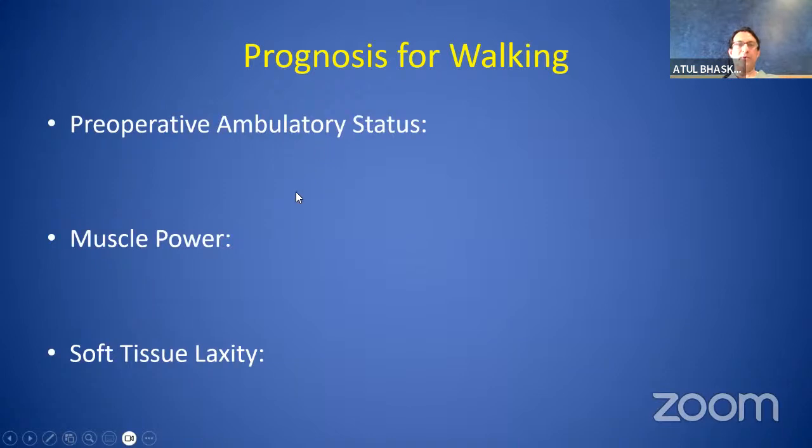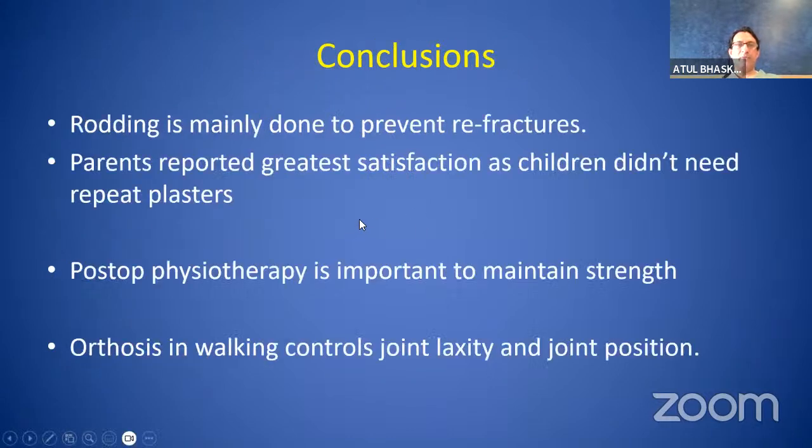Ultimately, the prognosis of walking really does not depend on your rodding, but depends on your ambulatory status pre-op, the muscle power, and the soft tissue laxity. Essentially, the rods mainly prevent refractures and preserve the child's muscle strength. So rodding is mainly to prevent refractures and these repeated fractures which can cause problems.